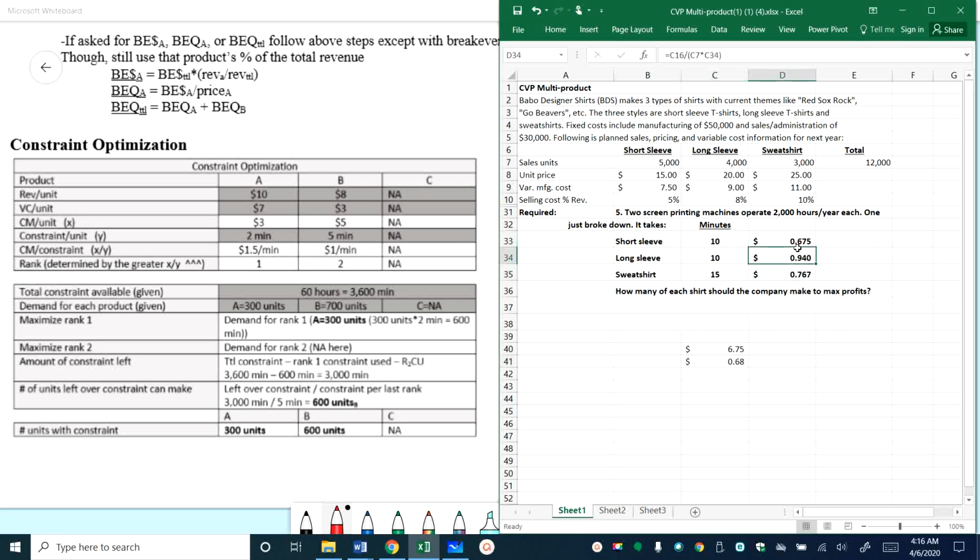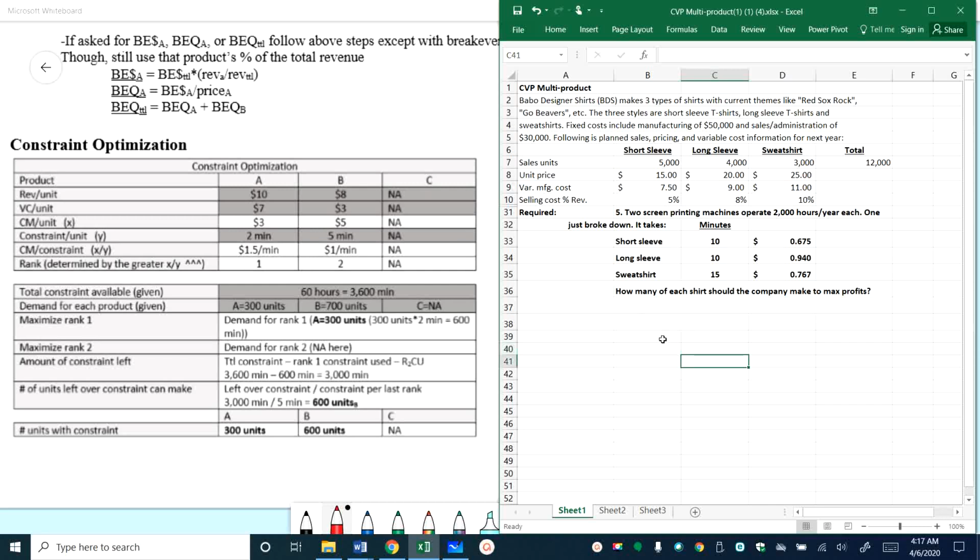And as we can see, we want to make the most of the long sleeves first because we get the most money per minute. And then we want to maximize sweatshirts and then short sleeves. So if we want to maximize long sleeves, then we're going to make up to demand. Now it doesn't tell us demand equals this, but it does tell us that initially they sell this much, and this is for if we made the max amount possible with our 2 machines. But right now we only have 1 machine.